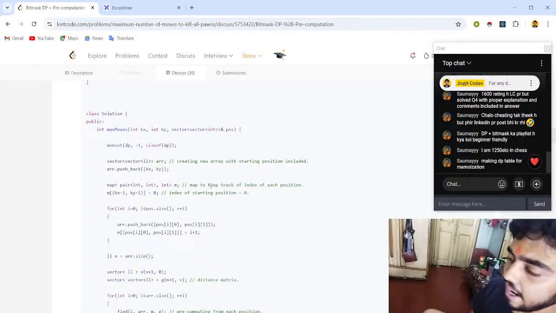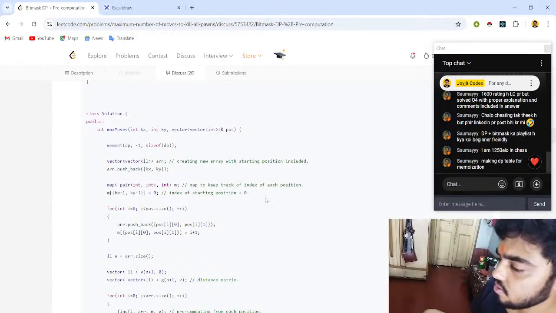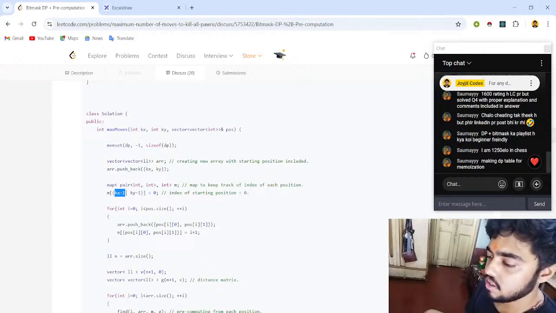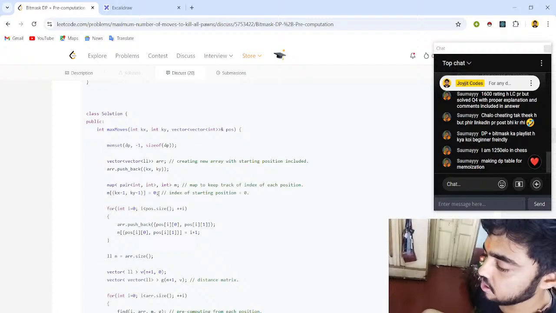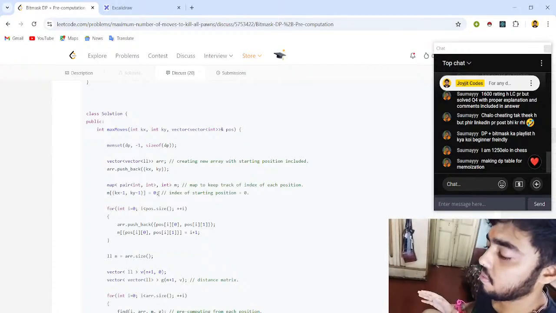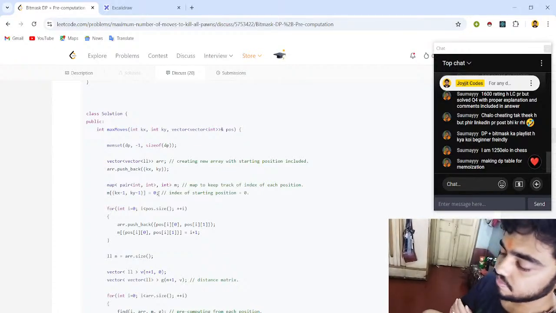Now, a map to keep track of the index of each position. So he is keeping a map so that he knows that this position is visited. I think that is what he is considering. Okay. Now since it is 1-based indexing, he is just subtracting 1 to make it 0-based indexing, because in computer science we don't consider 1-based indexing right away.